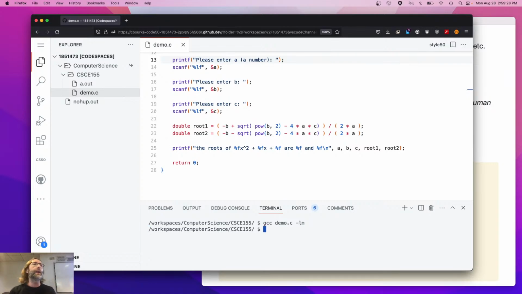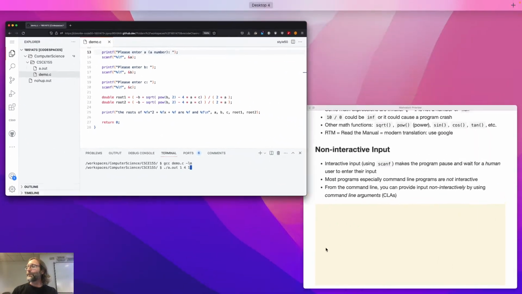And those are the command line arguments. Likewise, I could run my roots program here by saying 1 for 1. Right? That'd be nice. Then I don't have that interactive back and forth. How do we do that?